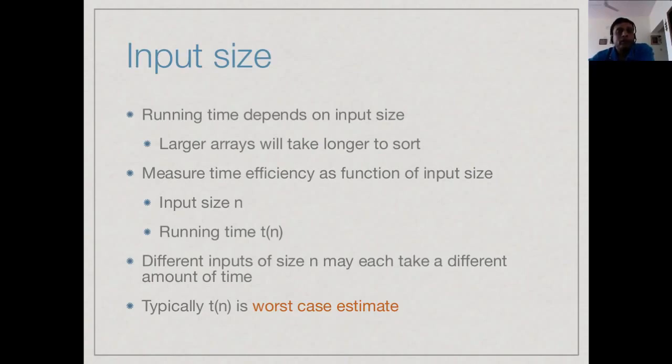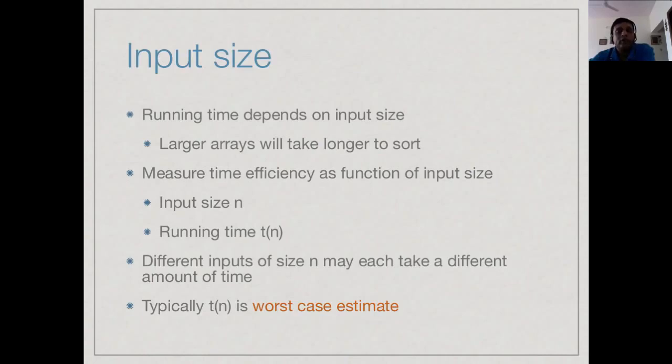But even this is not immediately an obvious definition because not all inputs of size n are going to take the same amount of time. Some inputs will take less time, some inputs will take more time. So what do we take? It will turn out that the notion that we will typically look at is to look at all the inputs of size n and look at the worst possible one, the one that takes the longest time.